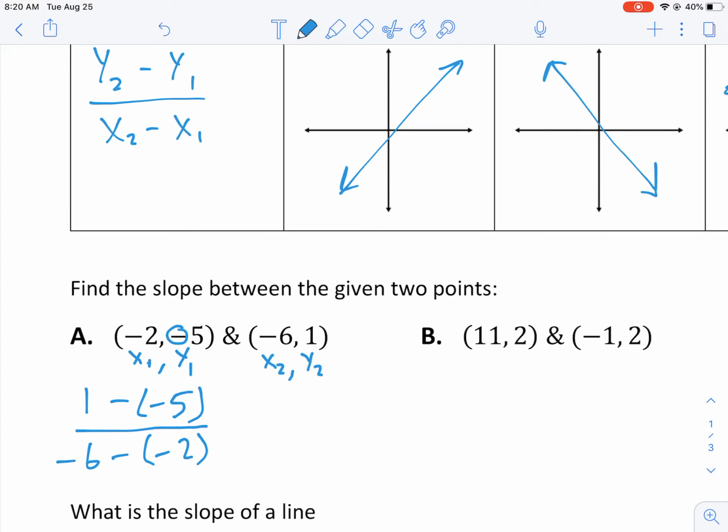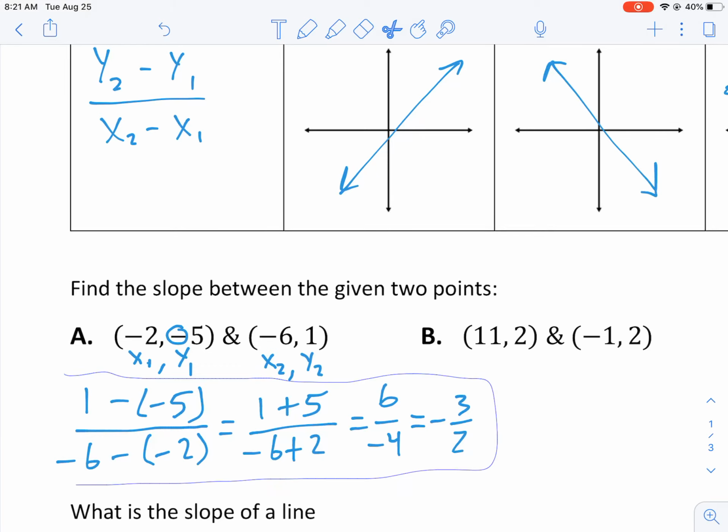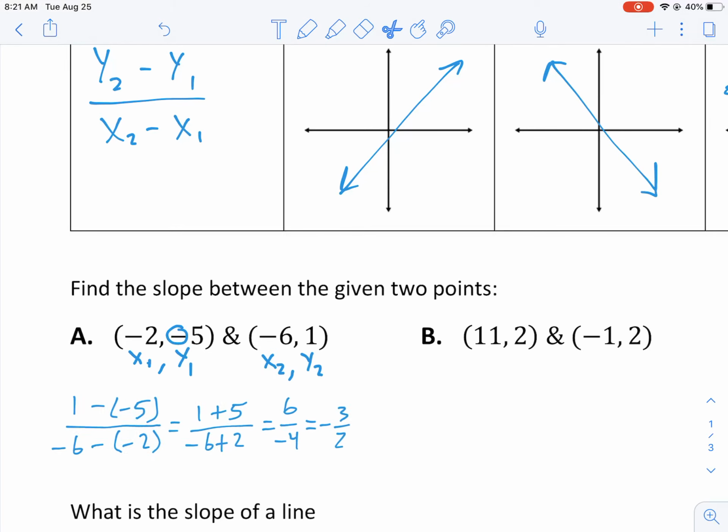So we kind of have the same situation. So these 2, right, negative signs, that becomes a positive. So we've got y plus 5 over negative 6 plus 2. 1 plus 5 is 6. Negative 6 plus 2, that's negative 4. This is a fraction, but we can reduce this to negative 3 halves. All right, and so that would be our answer for this problem. That would be the slope of the line between those 2 points.